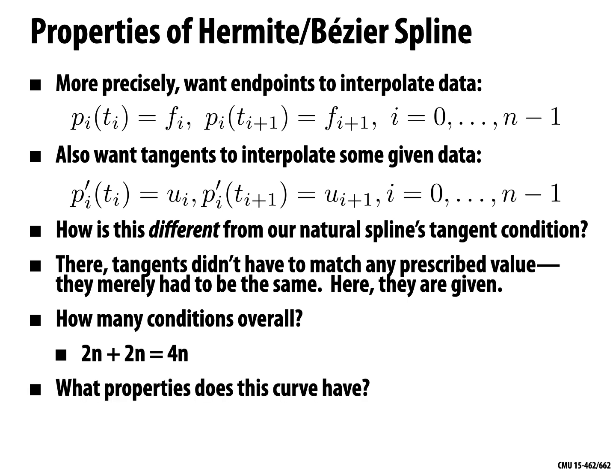What properties does this curve have? Let's see. Does it have interpolation? Well, yeah, by definition, by the first condition. It will, by construction, pass through the values we want it to pass through. Does it have locality? Well, sure, and this is the really interesting one, in contrast to our natural spline.